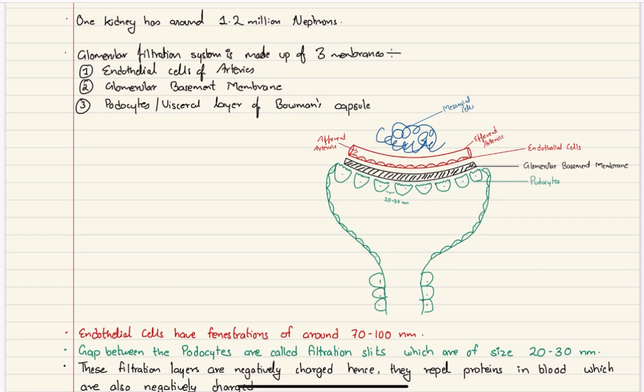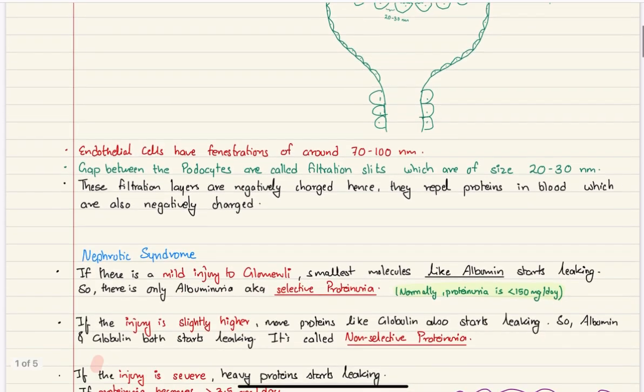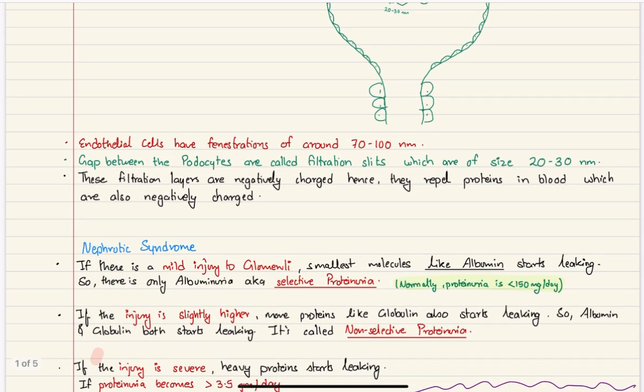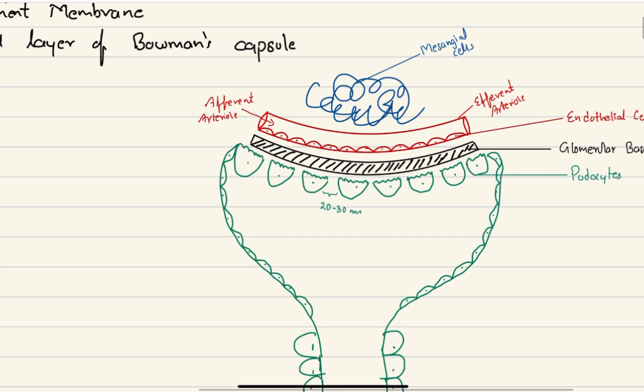So it consists of the endothelial cells of the capillaries, the glomerular basement membrane, and then the podocytes, or visceral layer of the Bowman's capsule. Now, endothelial cells have fenestrations of around 70 to 100 nanometers, whereas the gap between the podocytes, the filtration slits, is 20 to 30 nanometers. These filtration layers are also negatively charged. So it's not only the size of these filtration layers that filters out the particles, but also the charges.